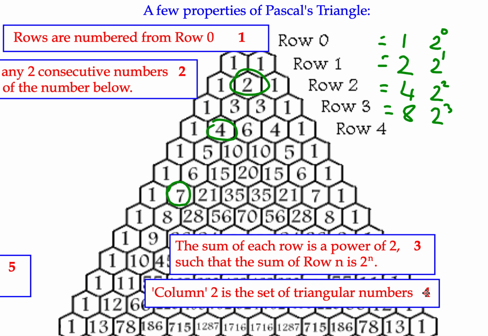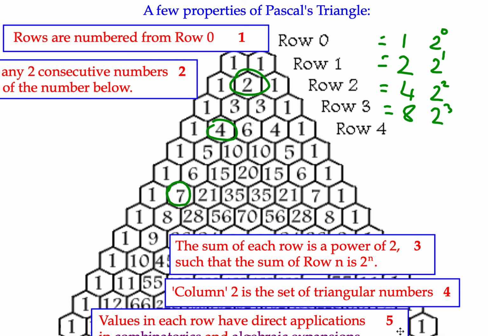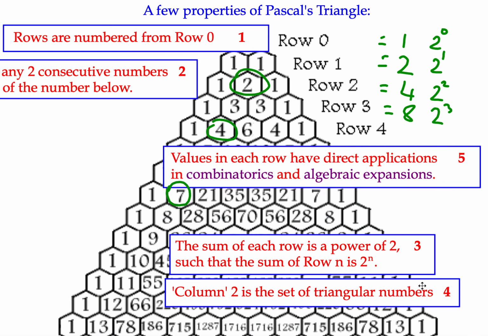Number 4, column 2 is a set of triangular numbers. Column 2, it's a slightly kind of oblique column. I'm not going to use the word diagonal because I don't like it. But we'll highlight these in just a moment, so I'll come back to that one. And in number 5, it's just a little fact here that the whole point of introducing this is that we're going to use these numbers in combinatorics and algebraic expansion. So we'll have a look at what this all means. But this is Pascal's triangle.